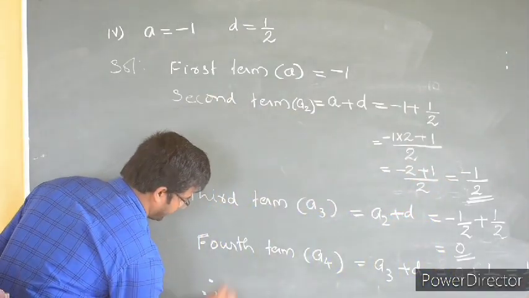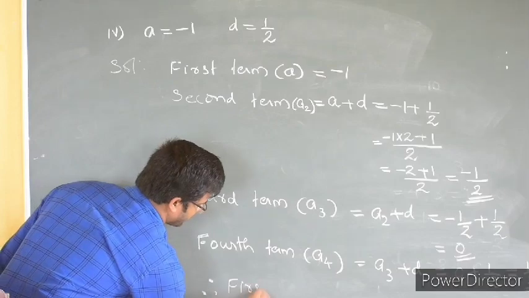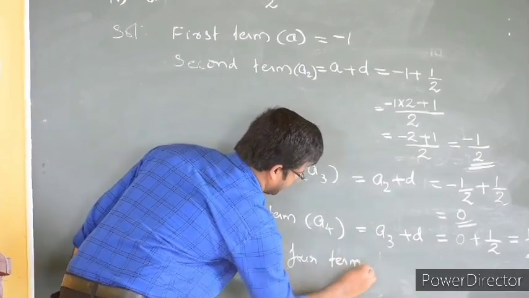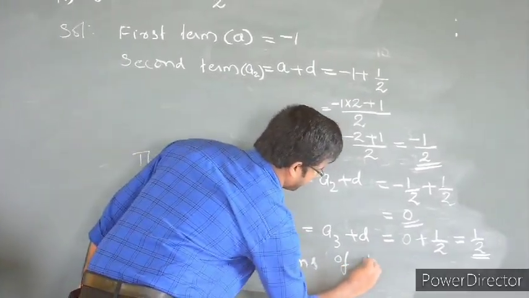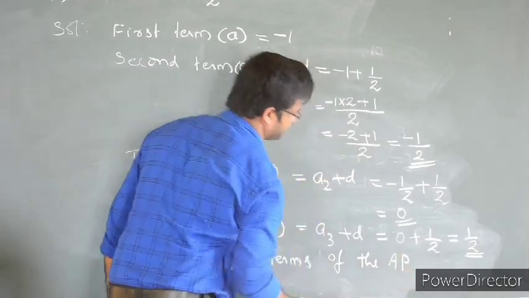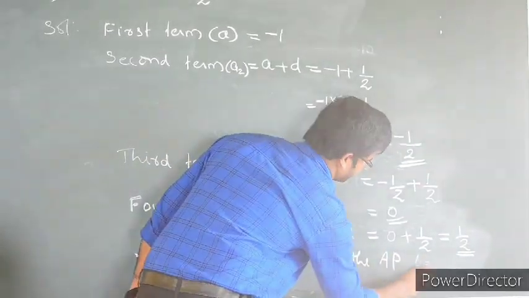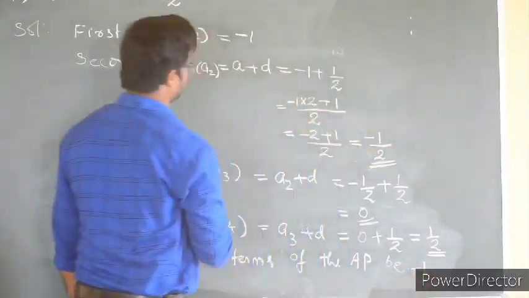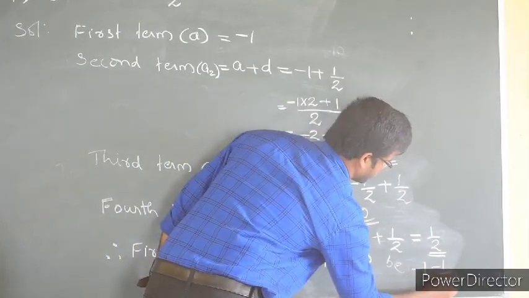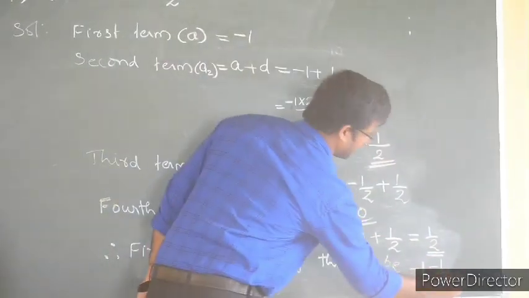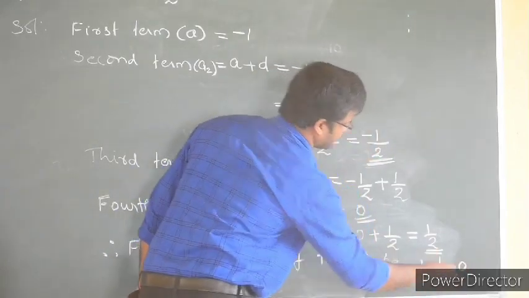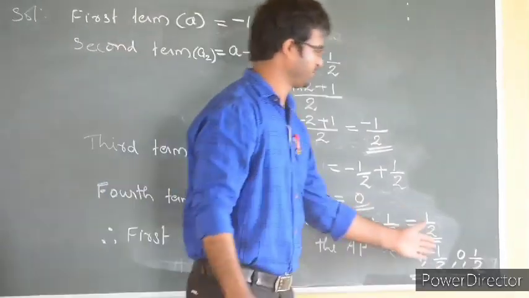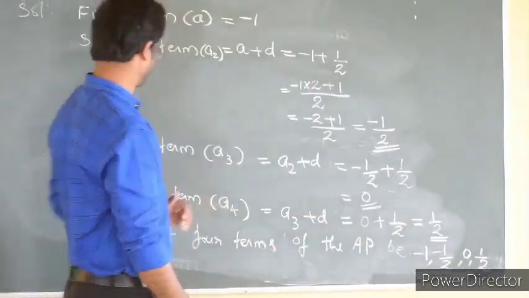Therefore, our answer is the first 4 terms of the AP. First term is minus 1. Then second term is minus 1/2. Then third term is 0. Last term, that means fourth term, is 1/2. Minus 1, minus 1/2, 0 and 1/2.